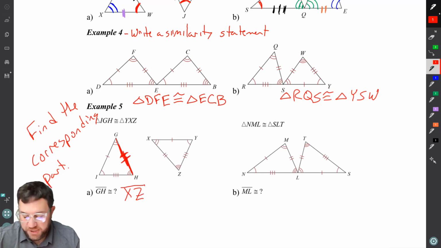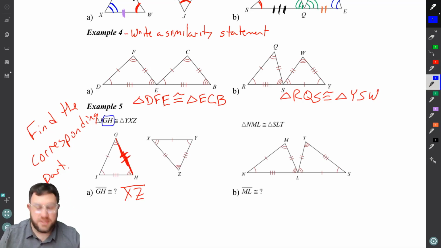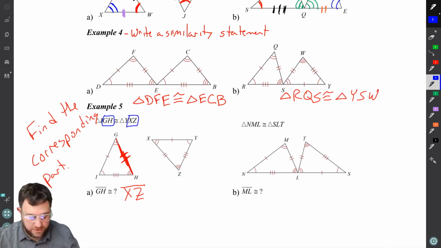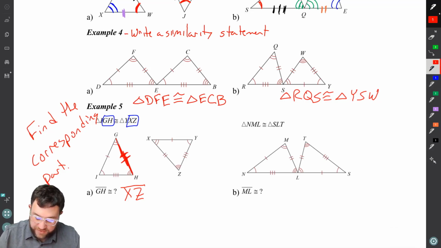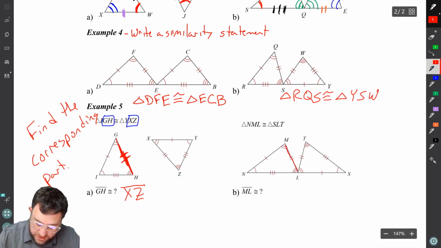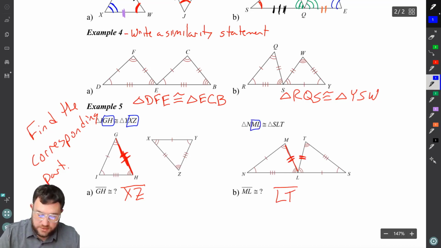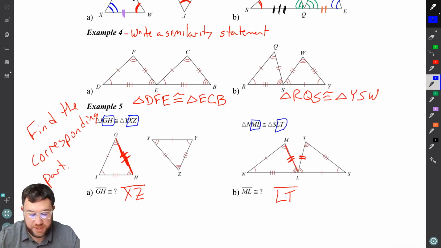Now, if we didn't have the picture, we could still solve this. GH are the second and third letters in the name of our triangle. So XZ, the second and third letters in the other triangle, has to be the corresponding side. And then for 5B, we've got ML. That's this one. It's got 2 hash marks. So 2 hash marks on the other one is LT. And again, ML and LT. So we can just use the name if we wanted to, even if we don't have a picture.